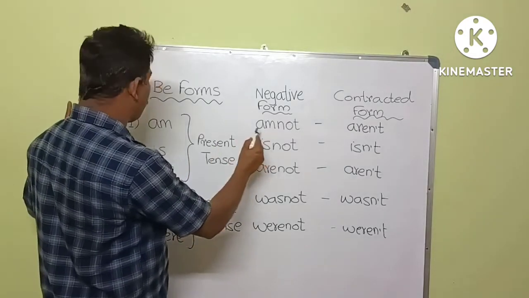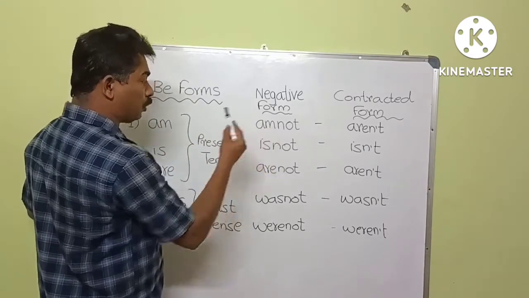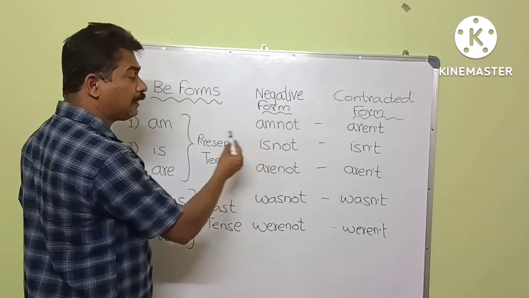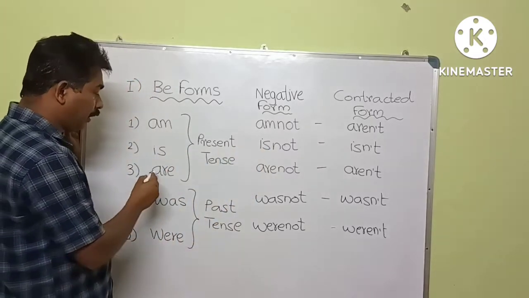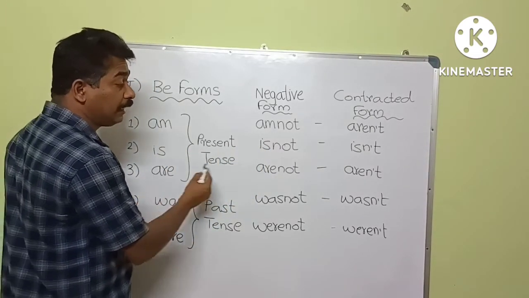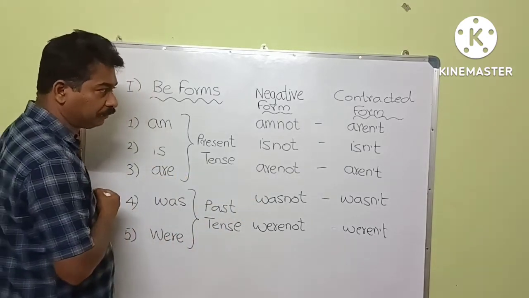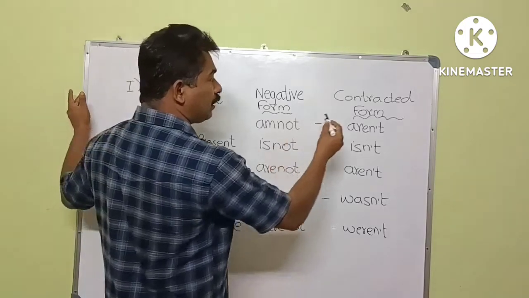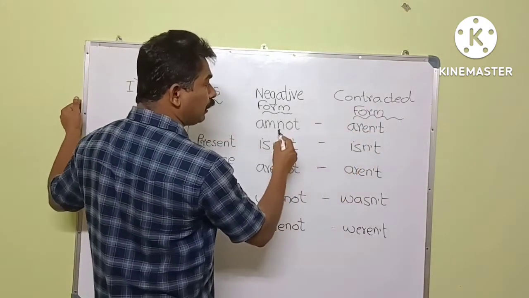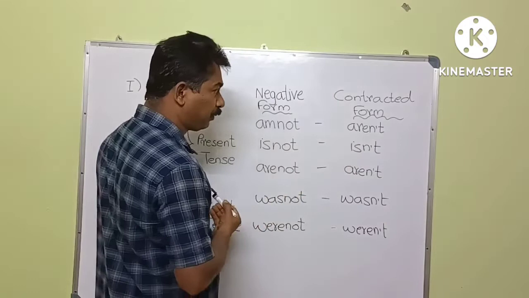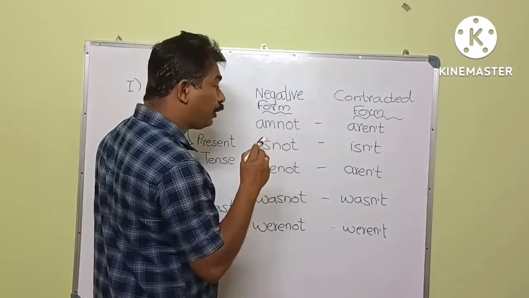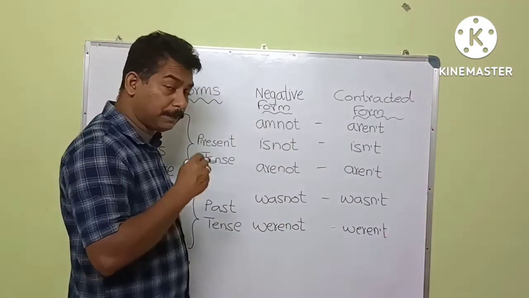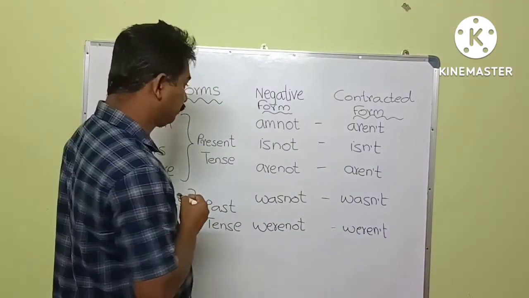The negative form of am is am not. Negative form of is is is not. Negative form of are is are not. Then the contracted form of am not is aren't. We often use aren't instead of am not, especially in questions.